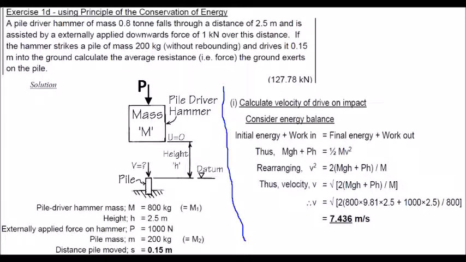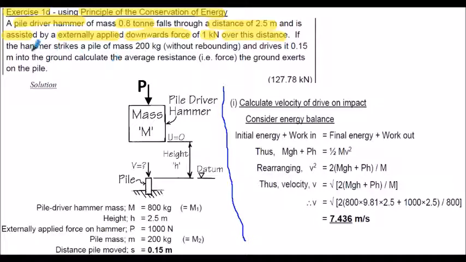Here's an exercise that involves both the principle of conservation of energy and also the conservation of linear momentum. A pile driver hammer of mass 0.8 tons falls through a distance of 2.5 meters and is assisted by an externally applied downwards force of 1 kilonewton, acting over the distance of 2.5 meters.